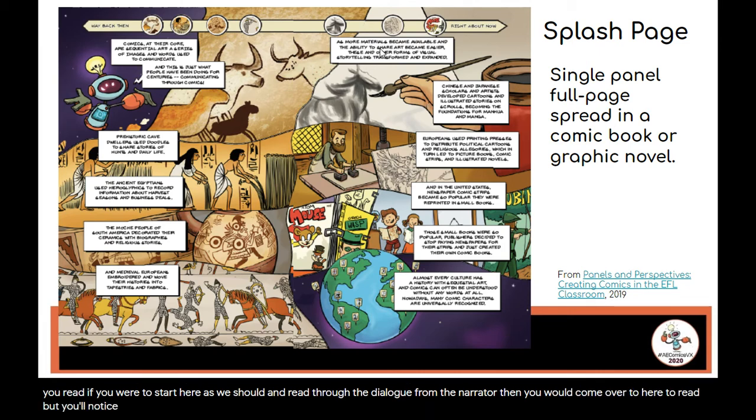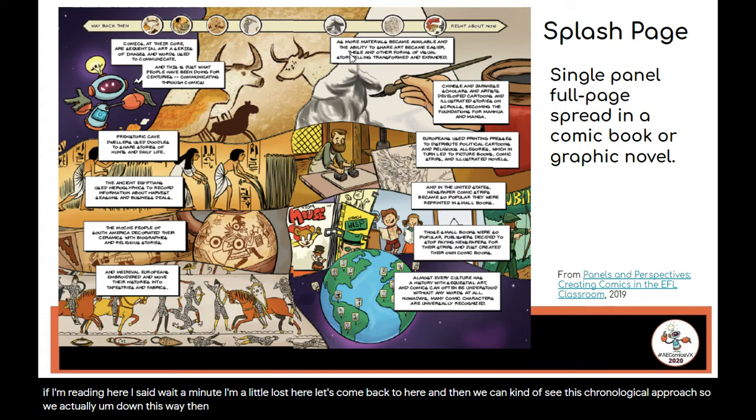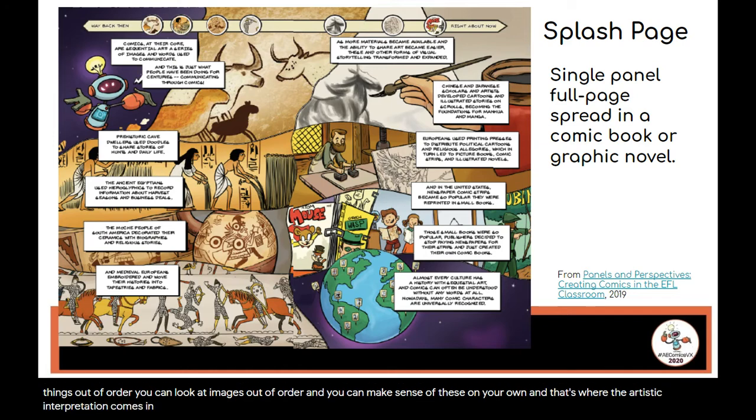But you'll notice when you read Panels and Perspectives, that's not actually the chronological order of the words. So in this case, if I'm reading here, I say, wait a minute, I'm a little lost here. Let's come back to here. And then we can kind of see this chronological approach. So we actually come down this way, then jump over to here, and then come down here. Although in a lot of cases in a splash page, you can read things out of order, you can look at images out of order, and you can make sense of these on your own. And that's where the artistic interpretation comes in to the sequential art.